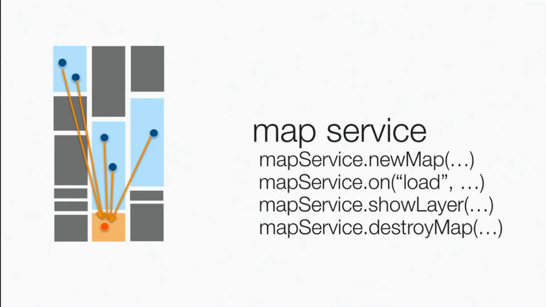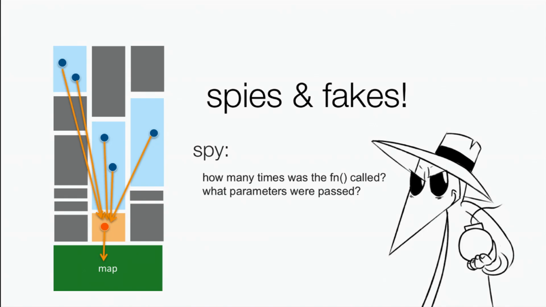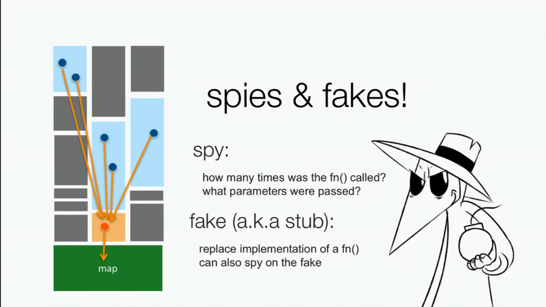Now, that might seem a little redundant because these are very thin wrappers around the map component from the API that you're used to. And they're going to be relayed down there. And while that may seem redundant, what that's going to enable you to do is use spies and fakes for your map service. So let's talk again about a spy: it is something that essentially observes a function and lets you know how many times it was called and what parameters were sent. A fake, also known as a stub, is actually going to replace the implementation of that function.